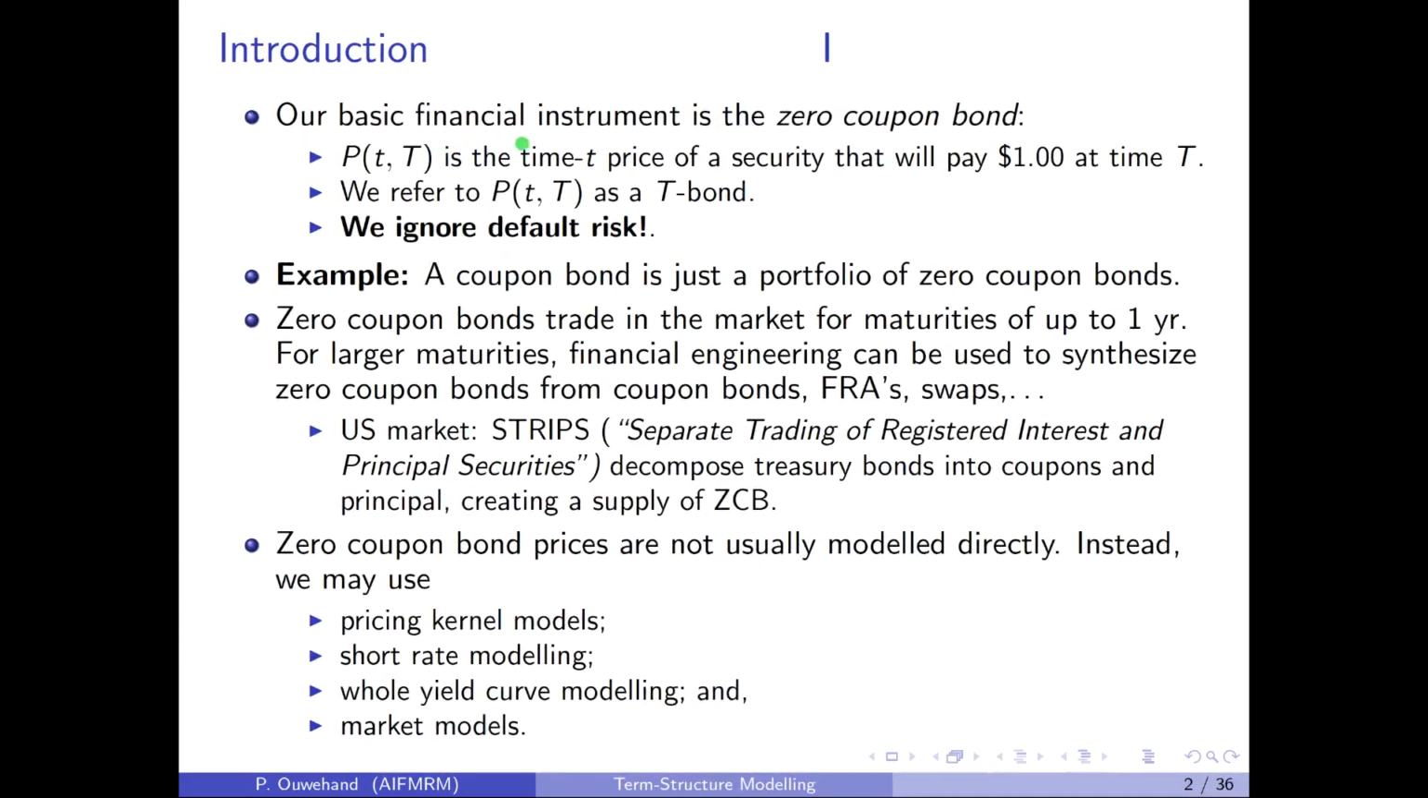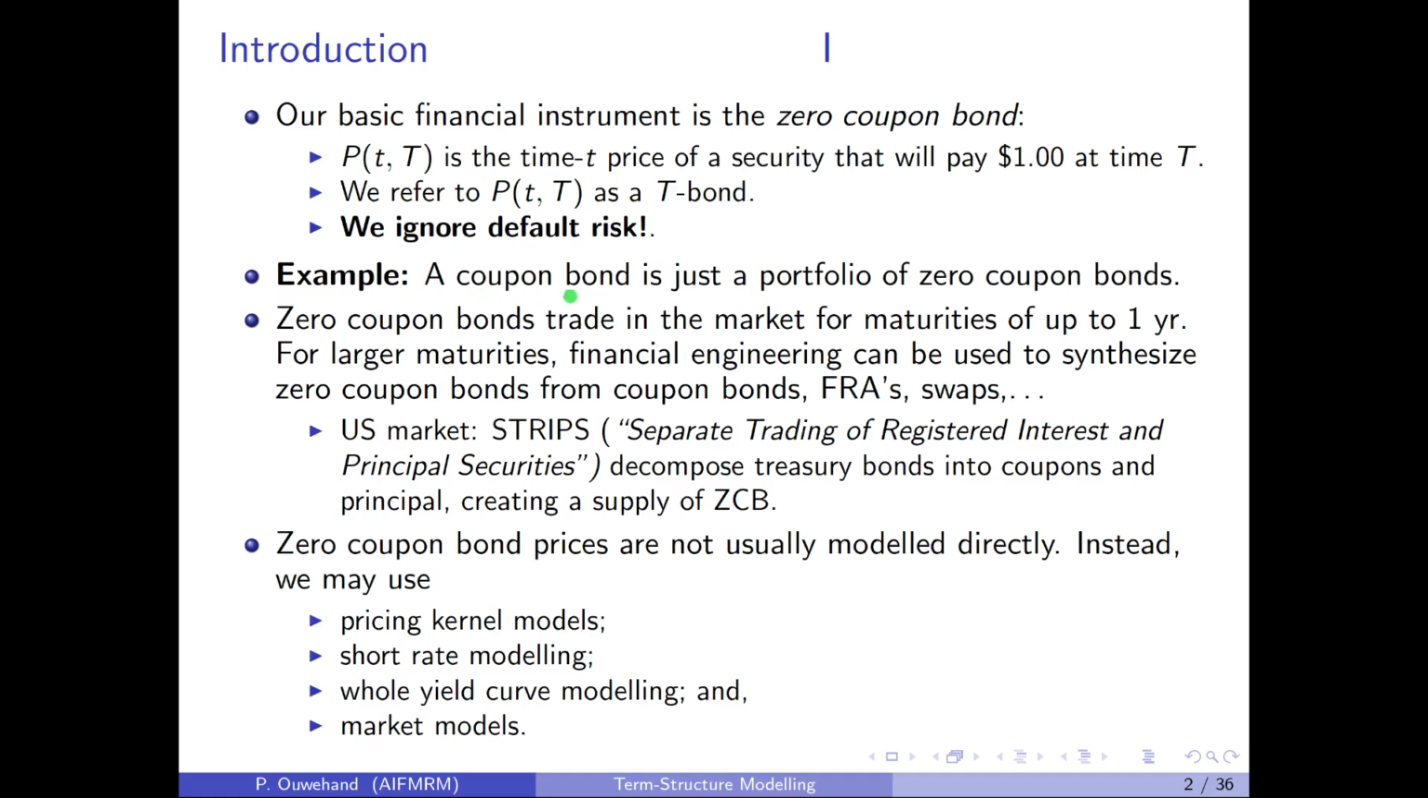Our basic financial instrument will be the zero coupon bond, which we will denote as follows: P(t,T). This is the time t price of a security that will pay 1 unit of currency, here denoted as a dollar, at time capital T. Capital T is the maturity of the bond. We refer to such a bond as a T-bond. Throughout, we will completely ignore default risk, i.e. the risk that the principal will not be paid at maturity.